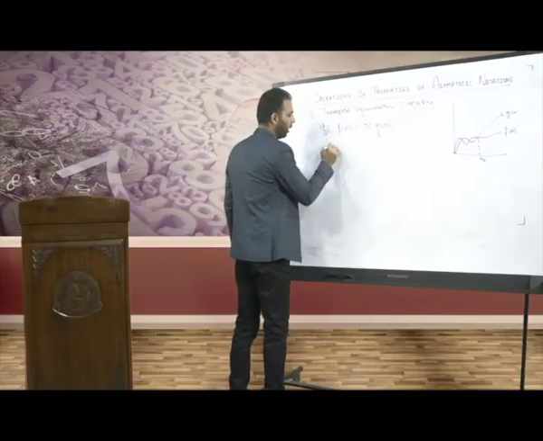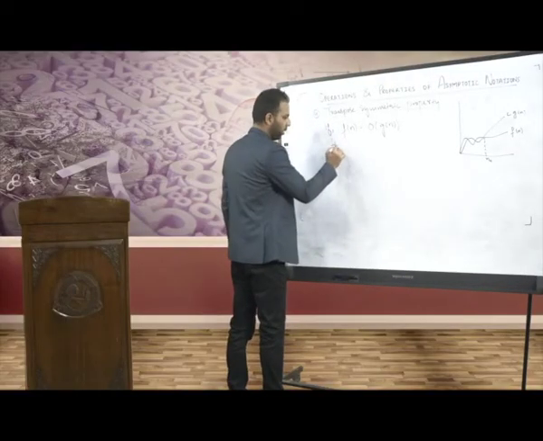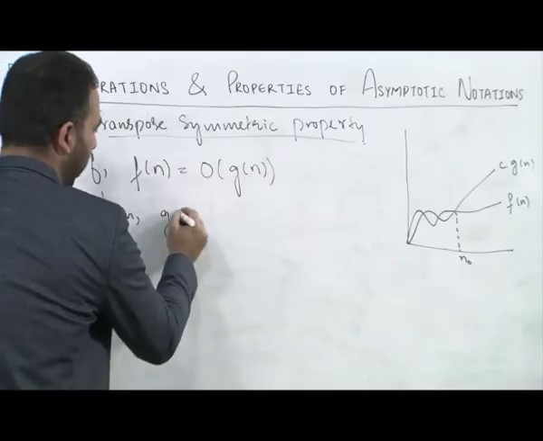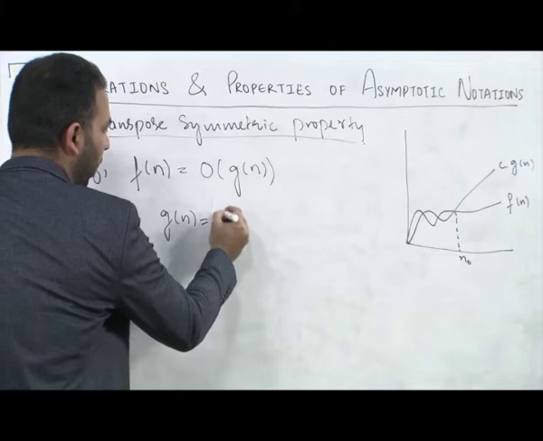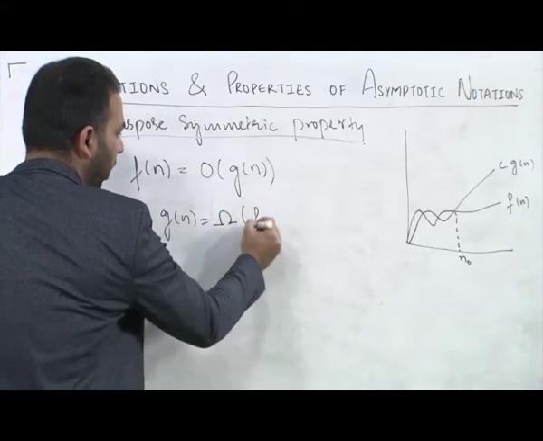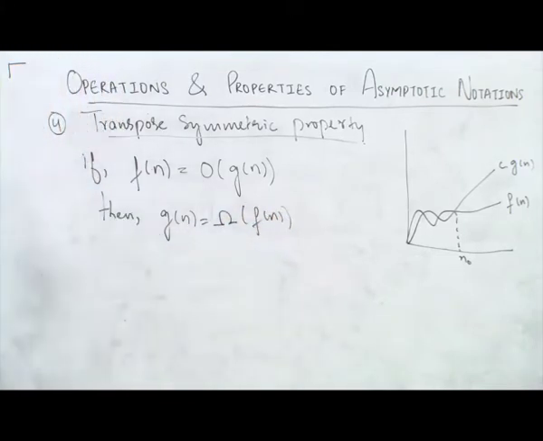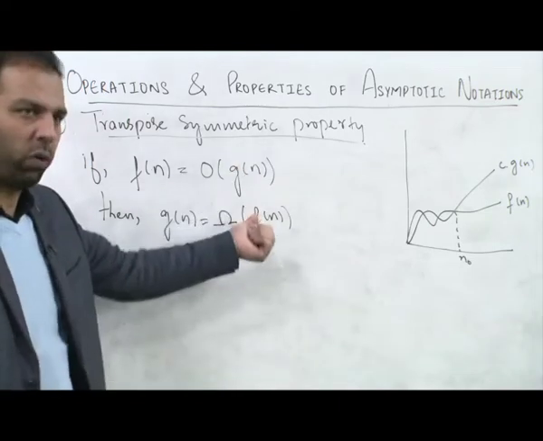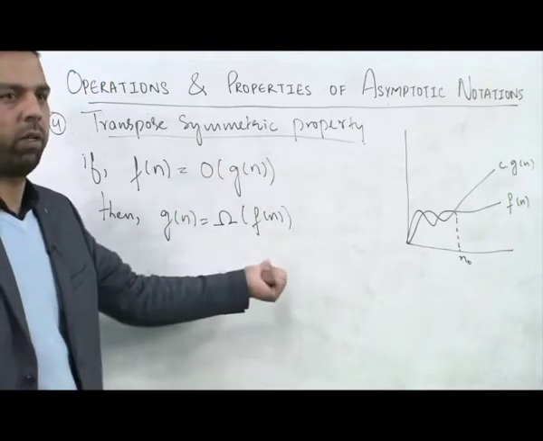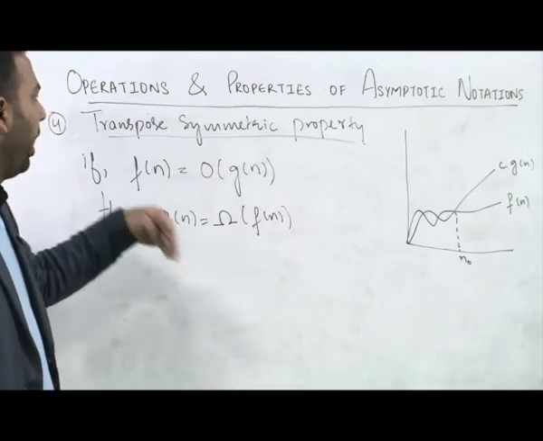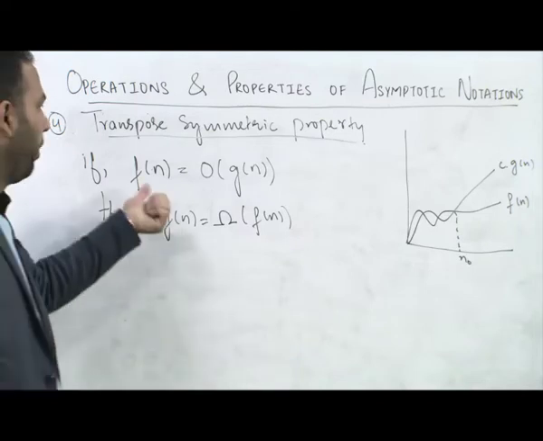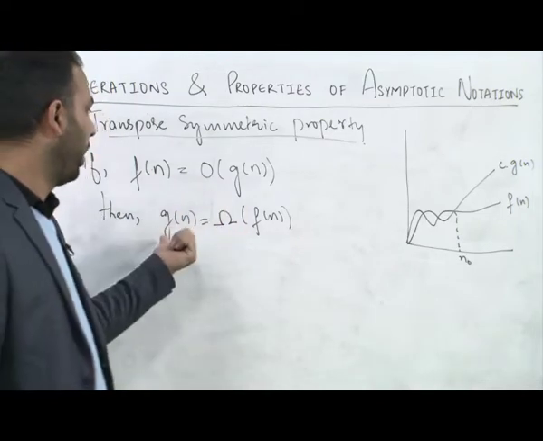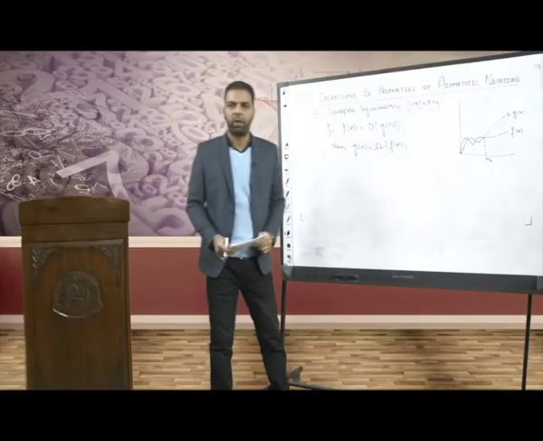Then we can say that g of n... so in case of theta, when f of n is theta of g of n, we can say that g of n is theta of f of n, fine. But when it comes to the upper bound, when g of n is upper bound for f of n, then f of n will be lower bound for g of n. So we can say that g of n is omega f of n, fine.